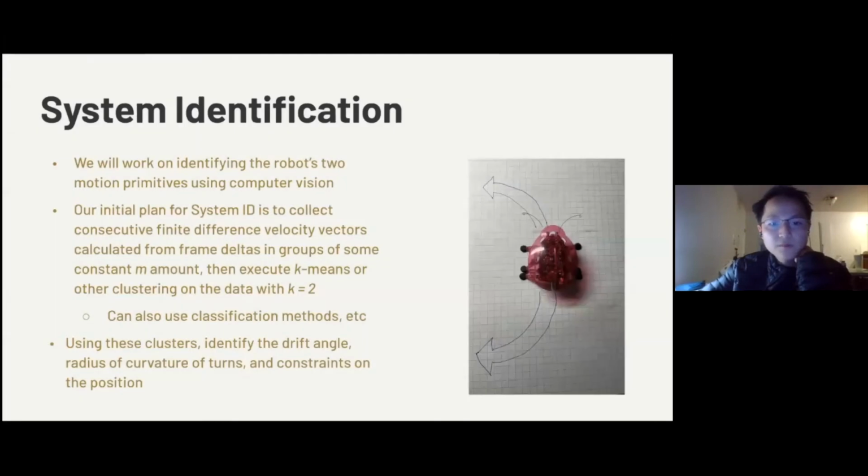For a deep dive on the system identification, the initial plan is that we will work on identifying the robot's key 2 motion primitives using computer vision. Our initial plan for the system ID is to collect consecutive finite difference velocity vectors calculated from the frame deltas we collect from the USB cams in groups of some constant m amount, then execute k-means or other clustering on the data with k equals 2. We can also use classification methods if k-means fails. Using these clusters, we can identify the drift angle, radius of curvature of turns, and constraints on the position that the hexbug has that is not immediately apparent from the manual.